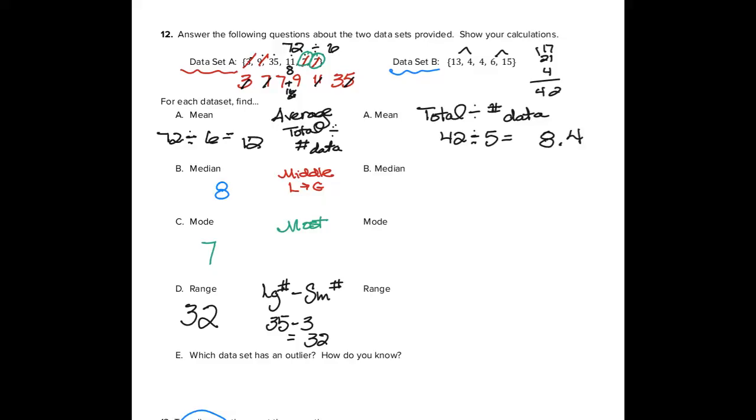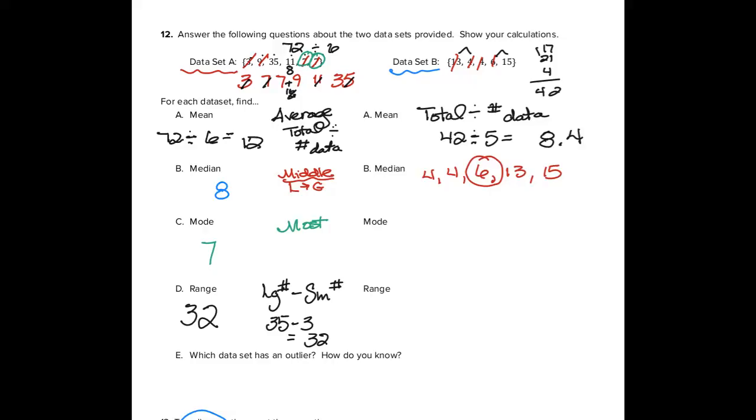Median. Median is the middle. We need to write in order from least to greatest first. So 4, 4, 6, 13, 15. And my median is going to be... Yes, thank you, Kareem. I appreciate that. Nice to see you're with us.